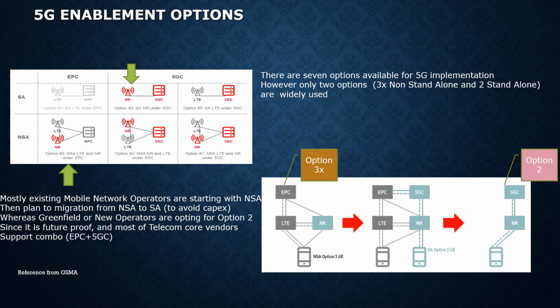And the other is the greenfield operators, which are new operators coming, and they want to opt for option 2 because it is a new technology, and most of the new deployments are happening as a combo core, because you still need compatibility with 4G, since it is the initial phase of the deployment. So most of the new operators are going with option 2, whereas the old ones are going with the NSA, which is option 3x. And as the use cases evolve, they will migrate slowly and gradually towards the 5G-C, which is the decomposed 5G core architecture.